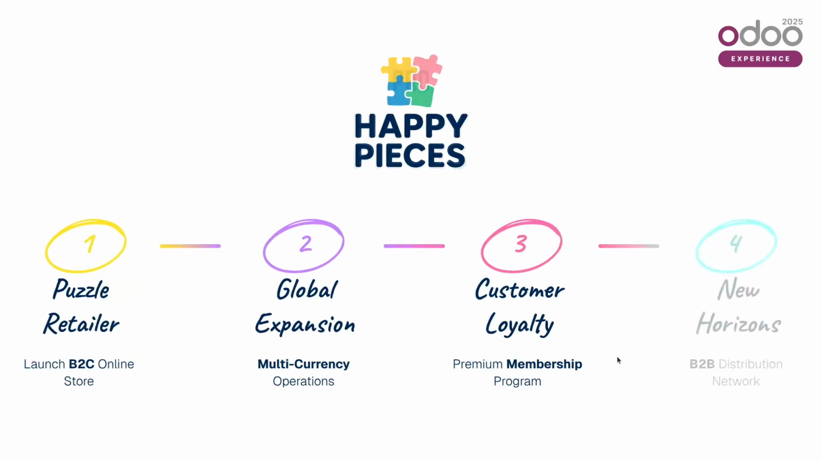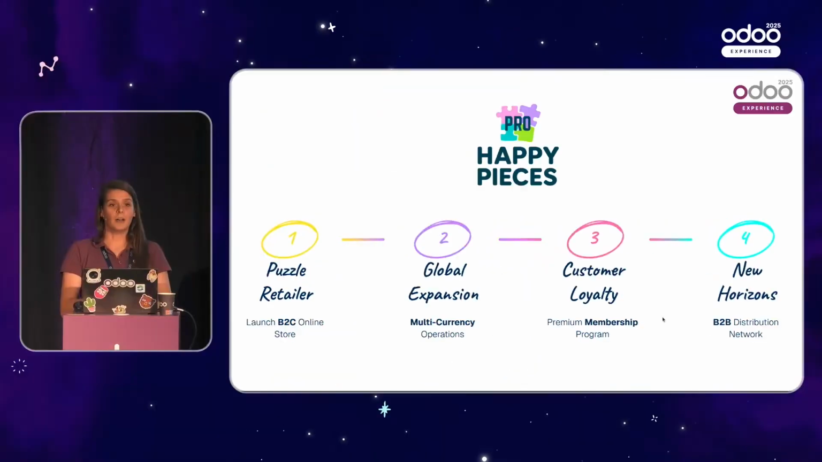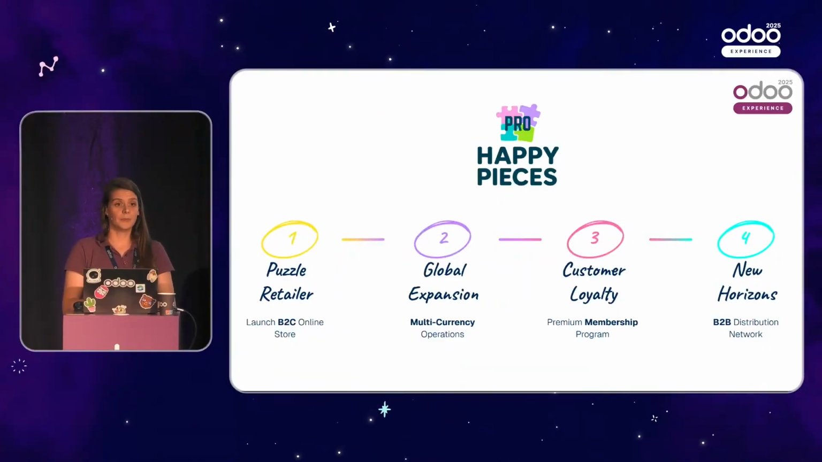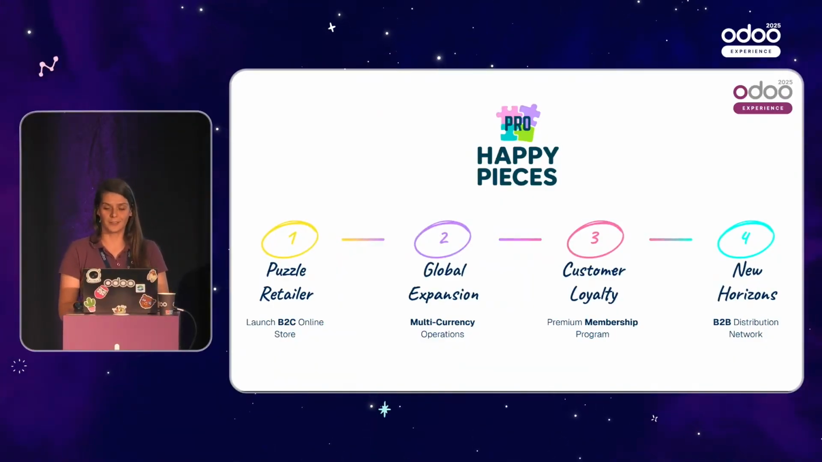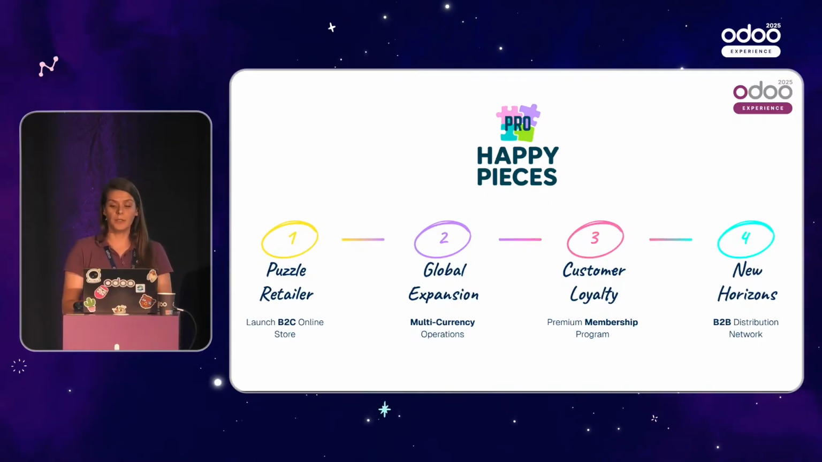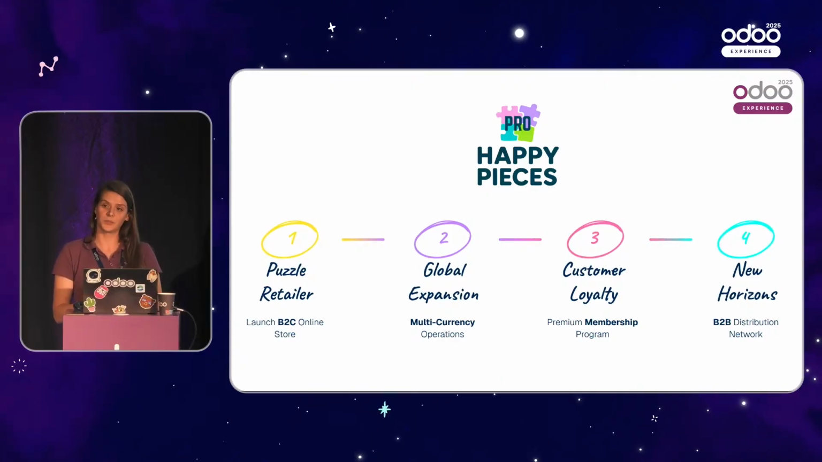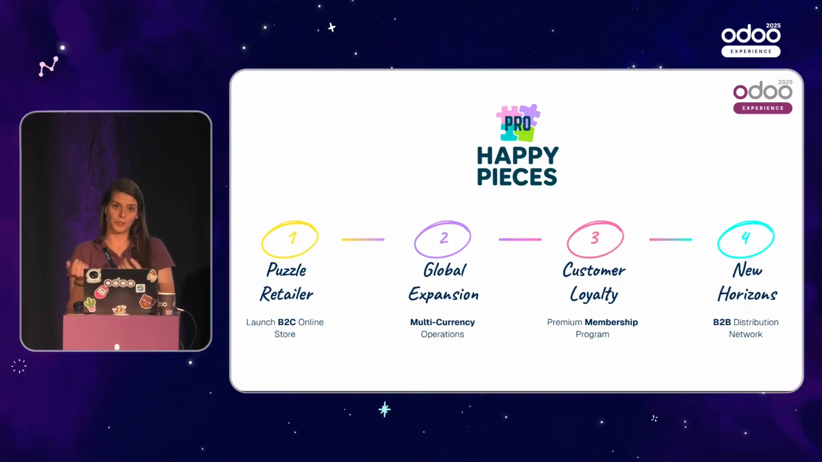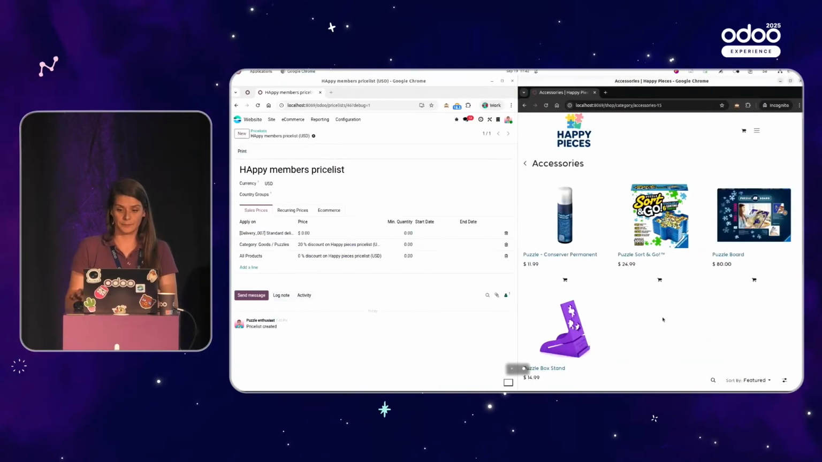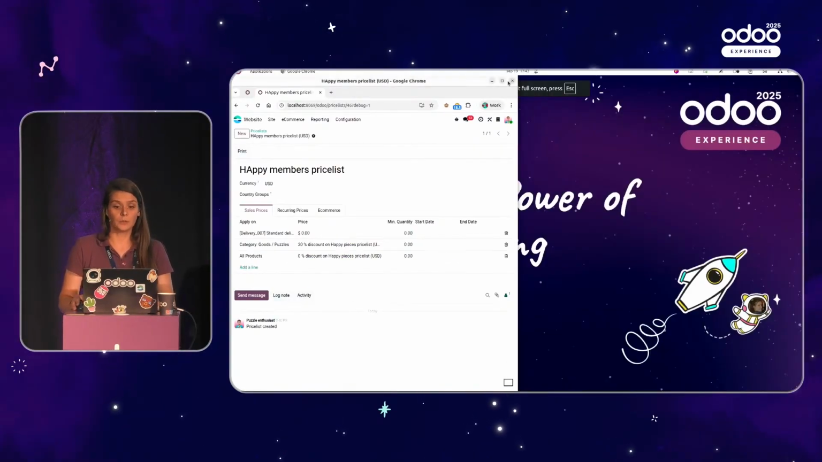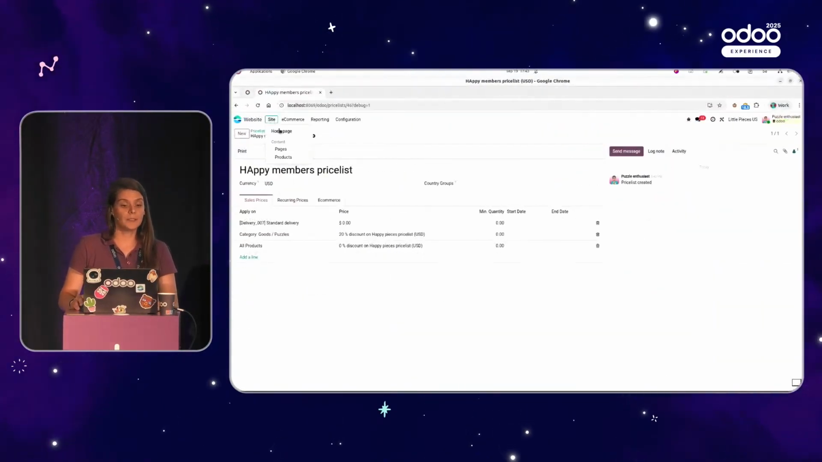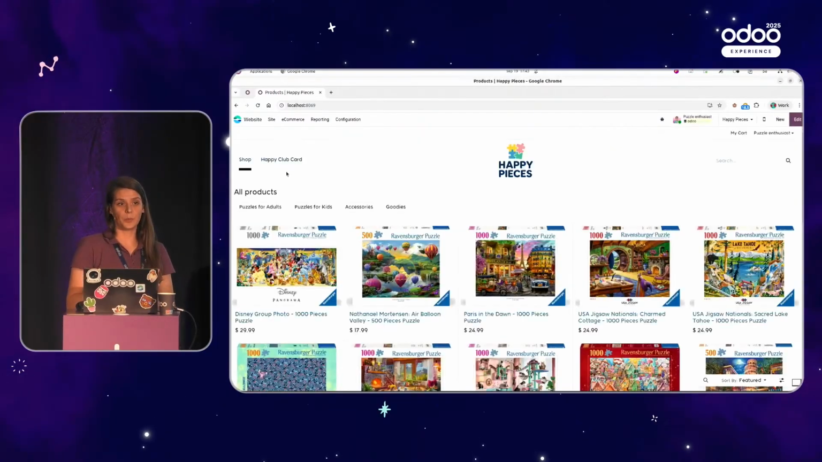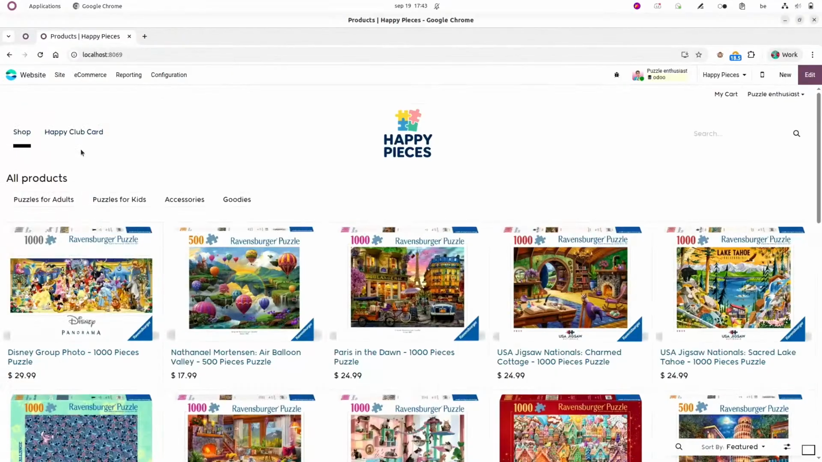Okay, moving on. So let's say that now puzzles are a real thing and the puzzle shop needs to grow a bit bigger, and to do so they will explore new horizons. Now they also want to become a B2B distribution network and sell to B2B customers to provide puzzles to local shops. So to do so, they have created another website, which will be the B2B website.